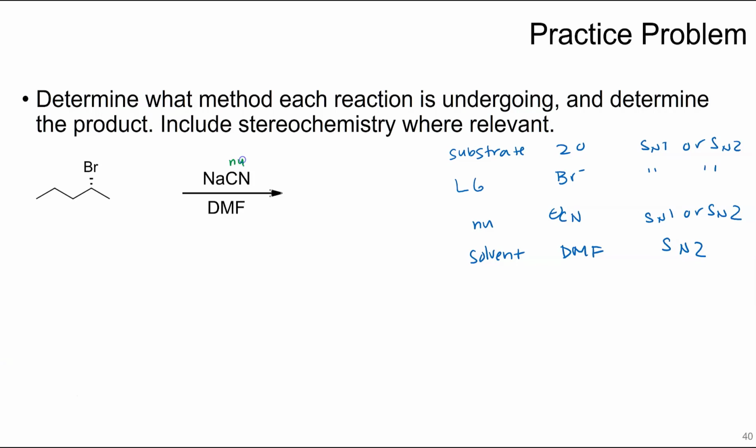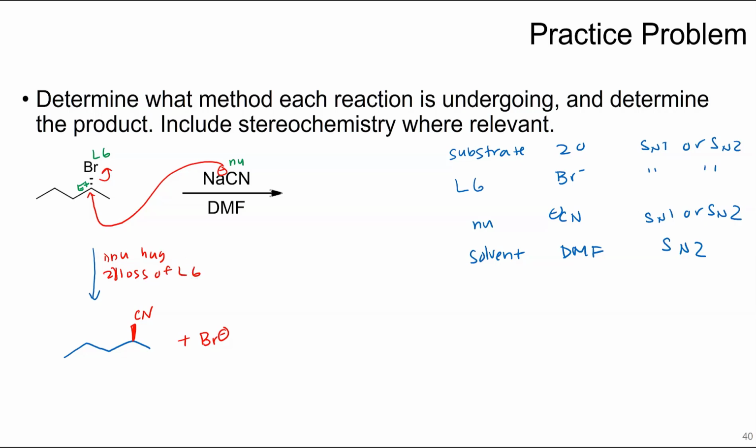So I have nucleophile, electrophile, leaving group. So my nucleophile is going to hug the electrophile at the same time as the leaving group leaves. And it's also doing an attack from the back side. So it's going to attack from, I guess, the front side here. And that will become wedged CN plus Br minus. And that was a nucleophilic hug. And then loss of leaving group. And then the stereochemistry got switched from dash to wedged.